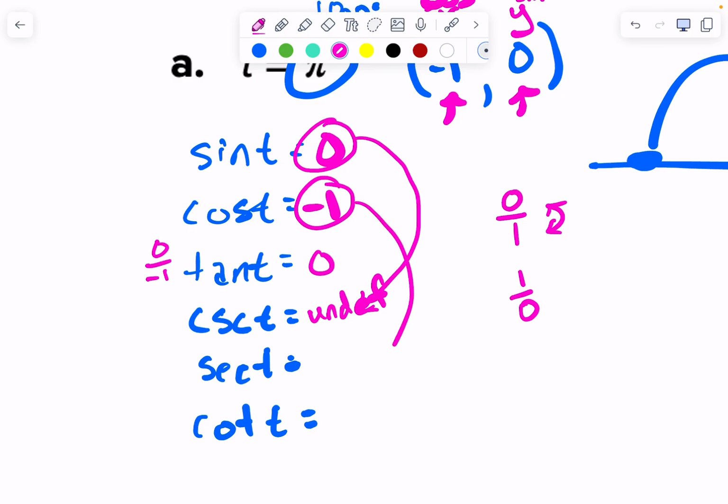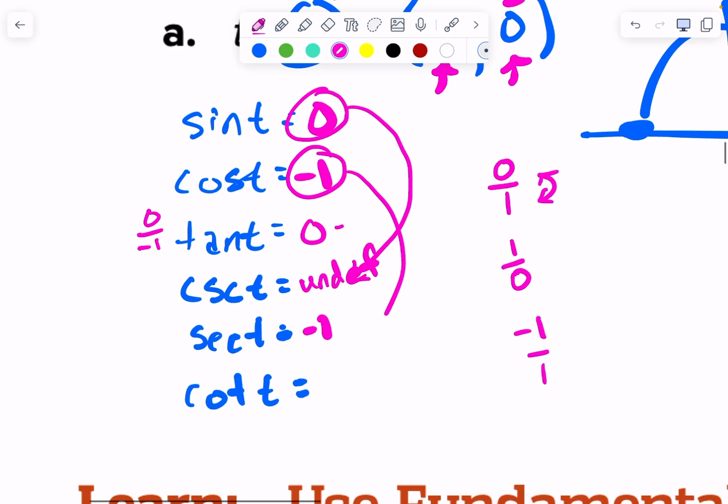Secant goes with cosine. If I take -1 as a fraction, it's -1 over 1. Now flip it. What does it become? -1 again, right? -1 over 1 flipped is -1. Cotangent is the opposite of 0 again. What's the reciprocal of 0? Undefined. The reciprocal of undefined is 0. The reciprocal of 0 is undefined. Got it? They flip-flop with each other.